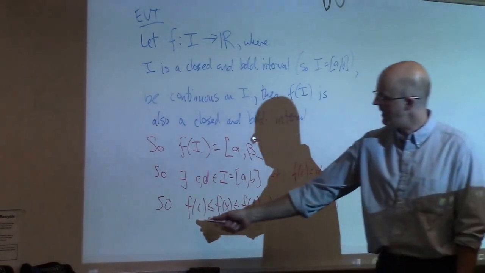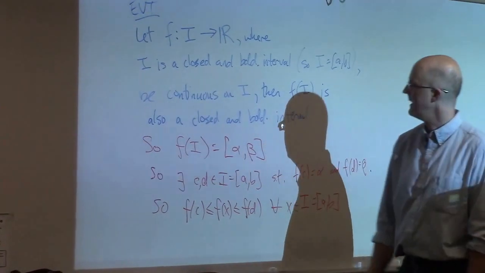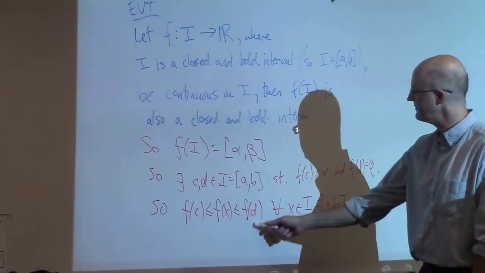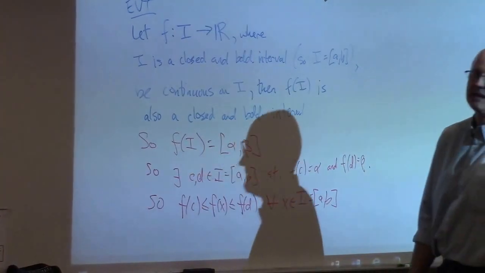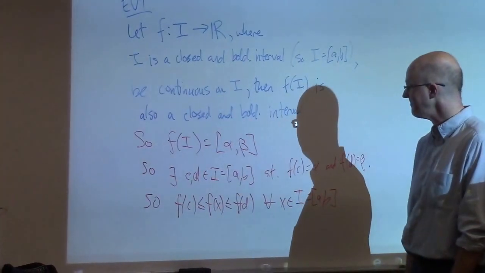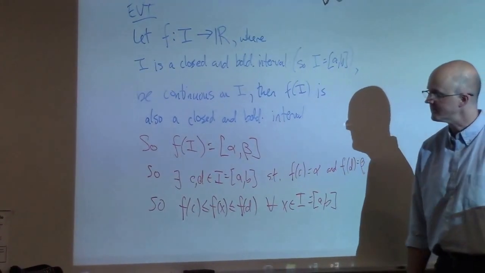f of c would be called the global minimum value of the function. It occurs at x equals c, and f of d, that output, would be called the global maximum value of the function. It occurs at the input d. This is the way our book phrases the conclusion of the extreme value theorem.